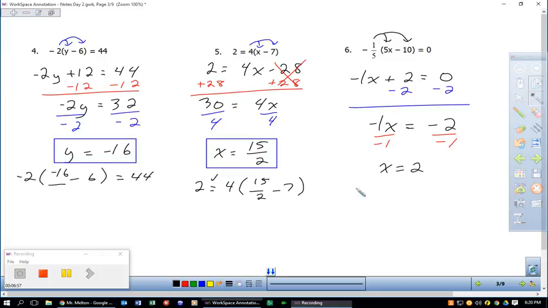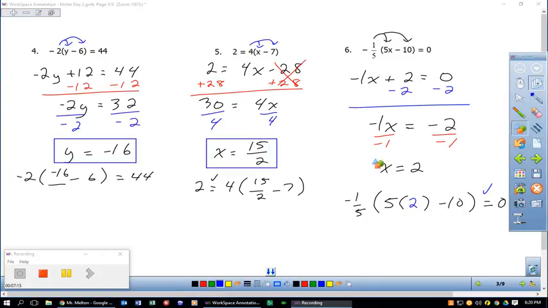So plugging that in up here, negative 1/5, 5x, so 5 times x minus 10 equals 0. We plug 2 in there. Well, that's 10 minus 10, that's 0. 0 times anything is 0. It does check out. Now, you can use your calculator. I'm doing most of this in my head and just kind of checking it real quick. You can use the calculator. In fact, please do. Use the tools that you're given.